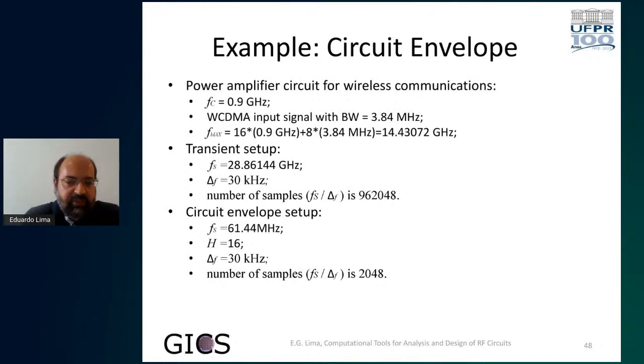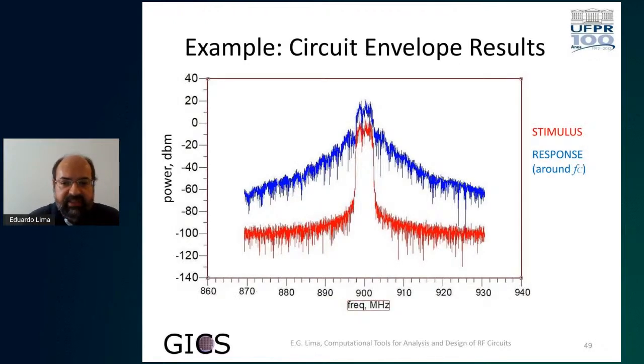To provide the same frequency resolution, but using circuit envelope, the number of samples to be simulated is reduced drastically to only 2,048 samples. In this slide, results using the circuit envelope are shown. In particular, it shows the frequency response of input power in red and output power in blue. Observe that the nonlinearities present in the circuit under analysis make the bandwidth larger than the input bandwidth.